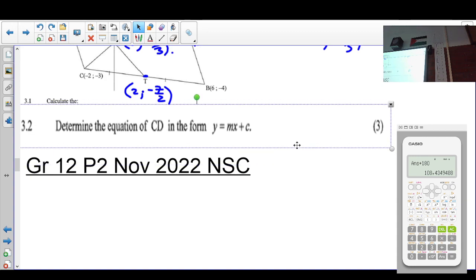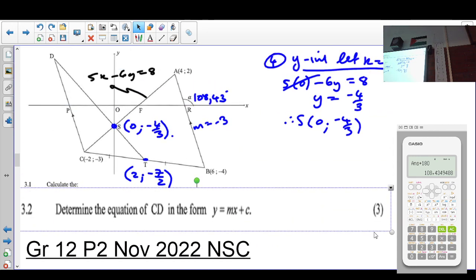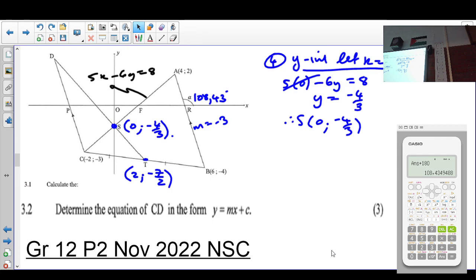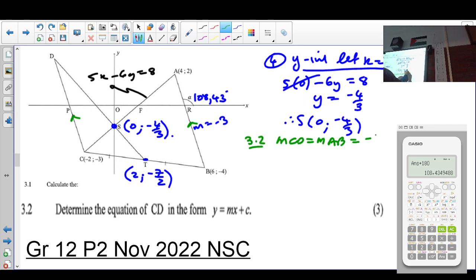Then we are asked to determine the equation of CD in the form y equals mx plus c. CD. People, if lines are parallel, we know that gradients are equal. So the gradient of CD is the same as the gradient of AB, which is equal to negative 3.